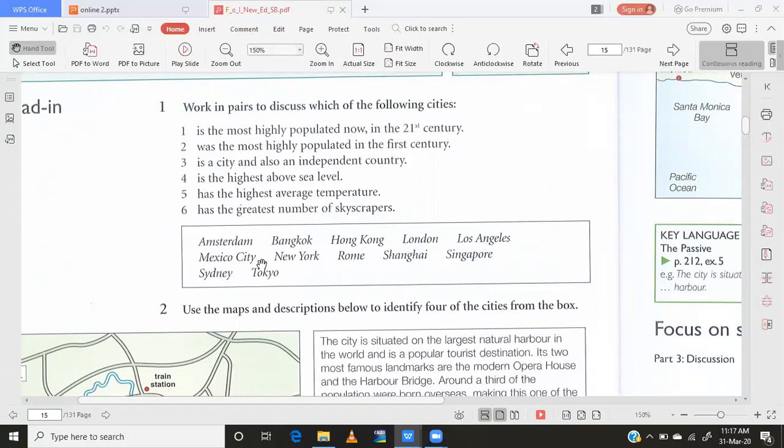Mexico City. 2,255 meters above sea level. Okay. Number 5. Which of the following cities has the highest average temperature? It's, of course, Bangkok.